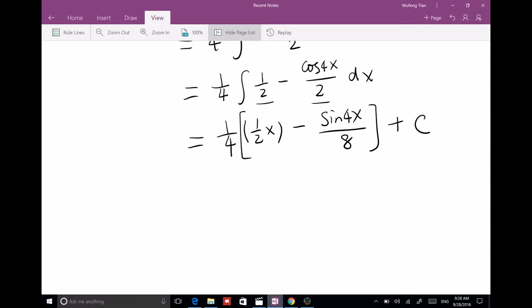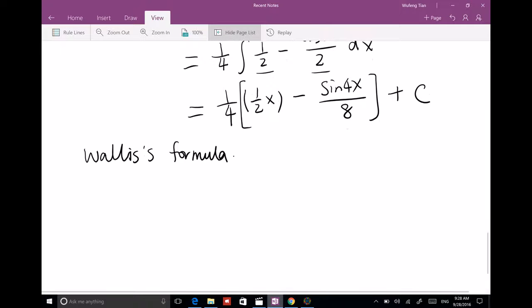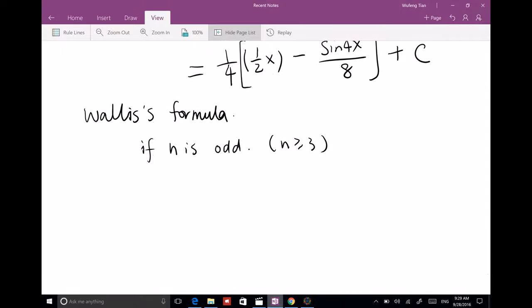And then let's look at a formula. It's called the Wallis formula. Okay, if n is odd and n bigger than or equal to 3, because if n is just 1, you can just do it very simply. Okay, so if n is bigger than or equal to 3, integral from 0 to pi over 2 of cosine x power n dx equals 2 over 3 times 4 over 5 times, continue multiplied by n minus 1 over n.